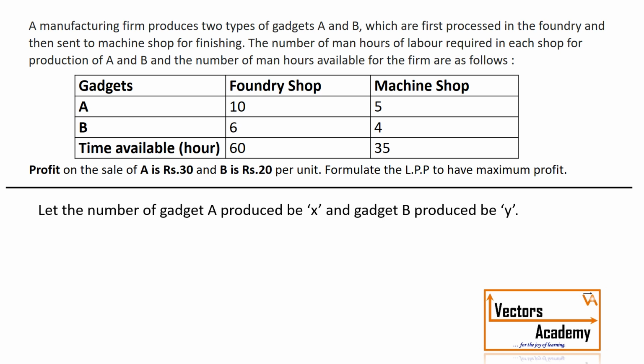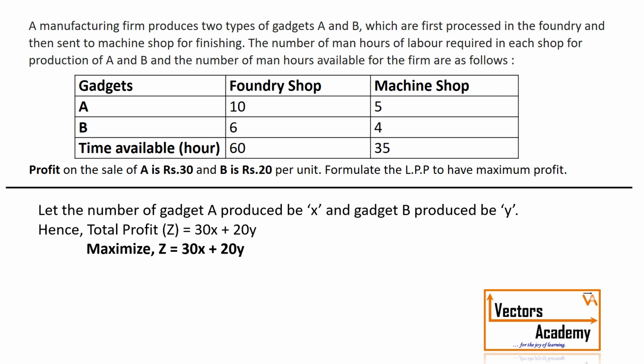Now the company earns a profit of 30 rupees on each unit of gadget A. So the profit for gadget A will be 30x as it produces X units of gadget A. Similarly, 1 unit of B gives 20 rupees of profit, so Y units will give 20y of profit. And we have to formulate an LPP to maximize the profit. So now how to frame our answer? We have to maximize. We'll take a new variable Z is equal to 30x plus 20y.